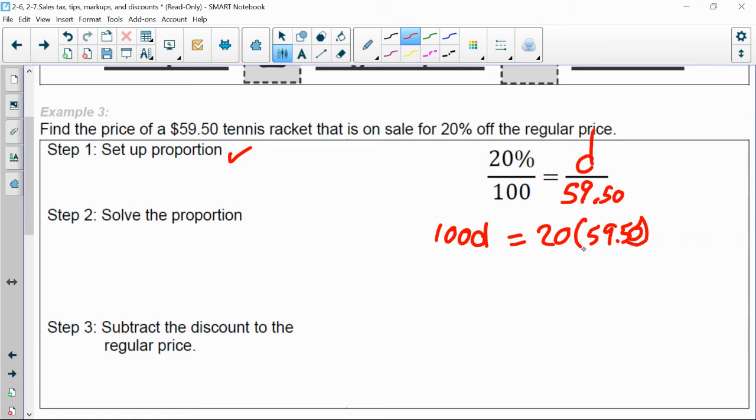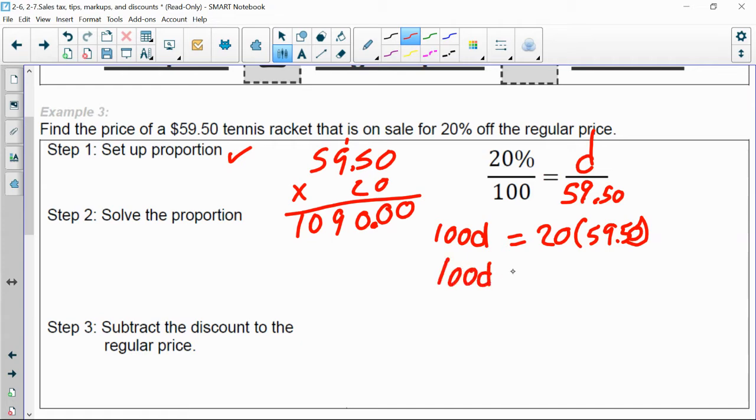All right, so take your 20 times your 59.50. Now, since I'm multiplying by 20, I'm just adding a 0 because everything's going to be zeros when I multiply by 0. Then I'm going to multiply by 2. 2 times 0 is 0, 10, 19, and 10. Then you make your 2 hops. So 100D equals 1090.